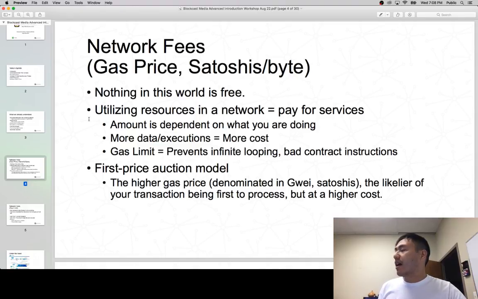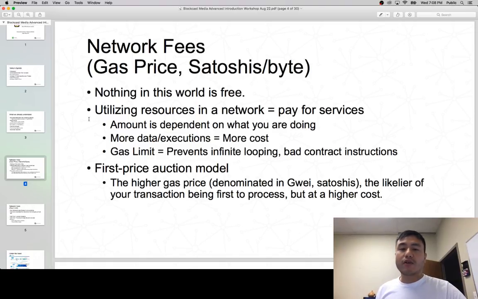And the amount of it depends on what you're actually doing. So for example, if you're telling the Ethereum network that I just want to transfer one Ethereum from point A to point B, that's a pretty simple instruction to the network. So in terms of what you're going to be paying in network fees, it's going to be something that's pretty low depending on what the status of the network is.